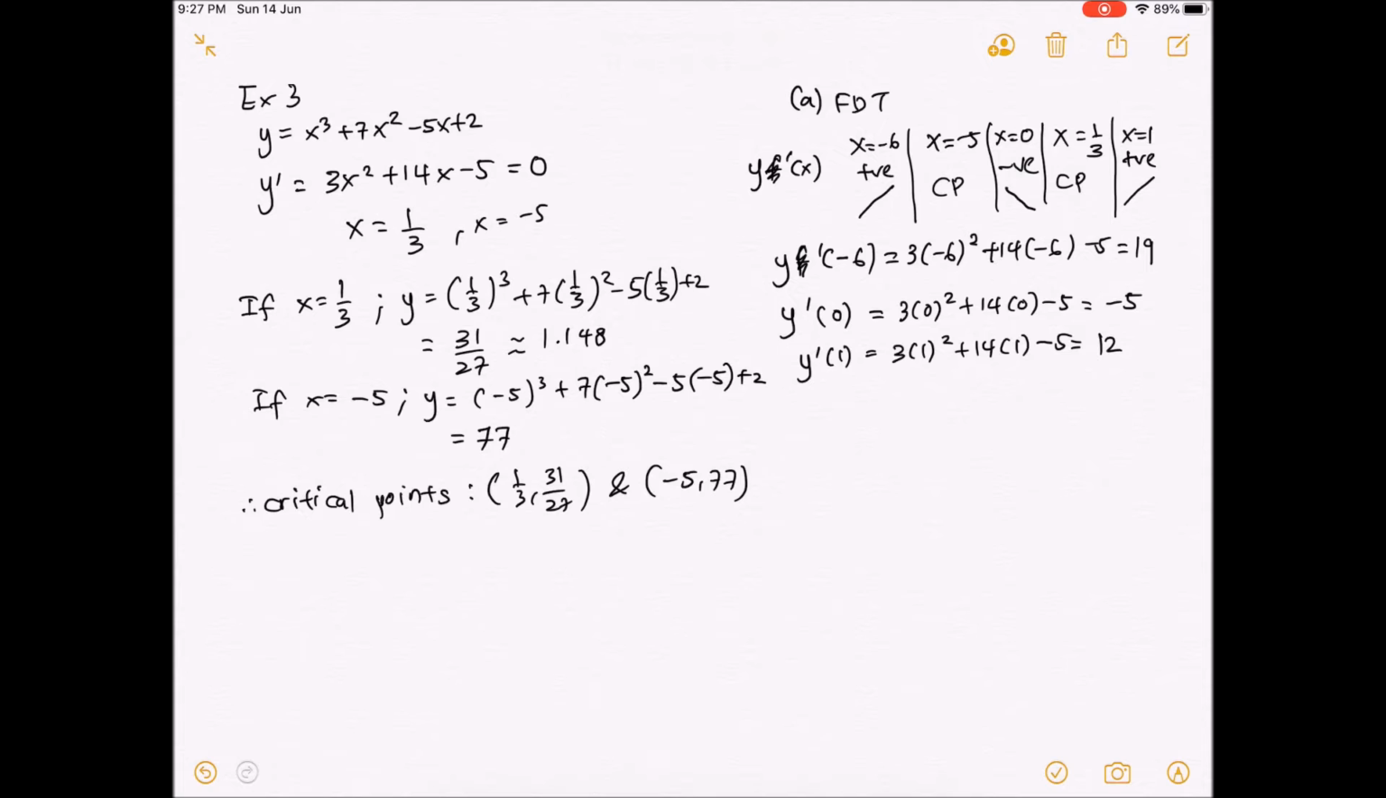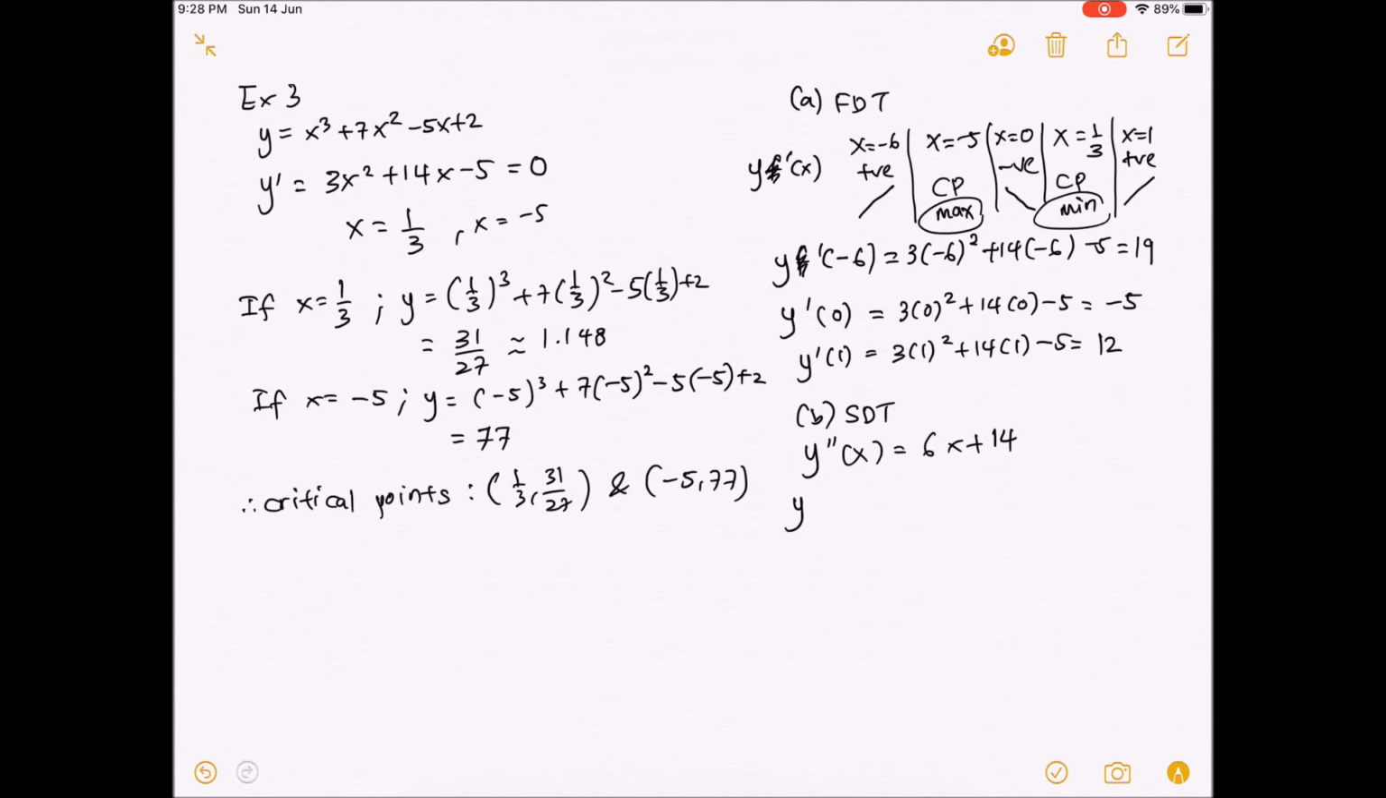Okay, so the pattern of increasing and then decreasing and then increasing again makes the critical point x equals -5 here a maximum, and the critical point x equals 1/3 here a minimum. Okay, let's use the second derivative test. You must get the same answer using either test. So the second derivative test means we differentiate again the y prime to get y double prime. So I will have 6x plus 14.